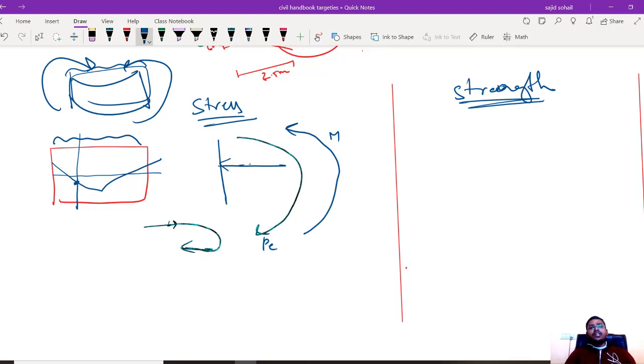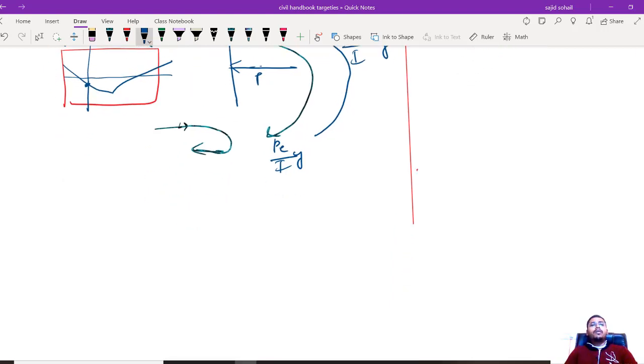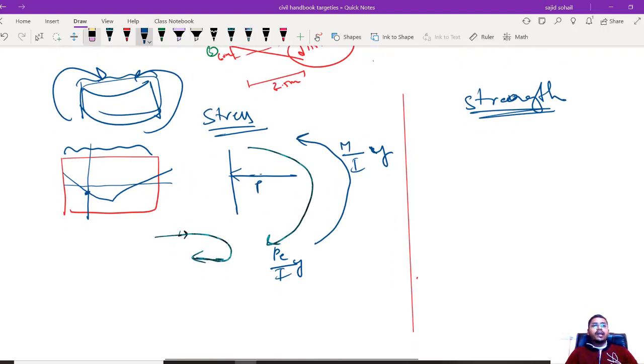What will be the stress? Very simple. PE divided by I into Y. Sorry, PE divided by I into Y. So here also divide by I into Y. That's it, right? And this is the force P. So how to write the diagrams? Very simple. Just see this diagram and you can write it down.